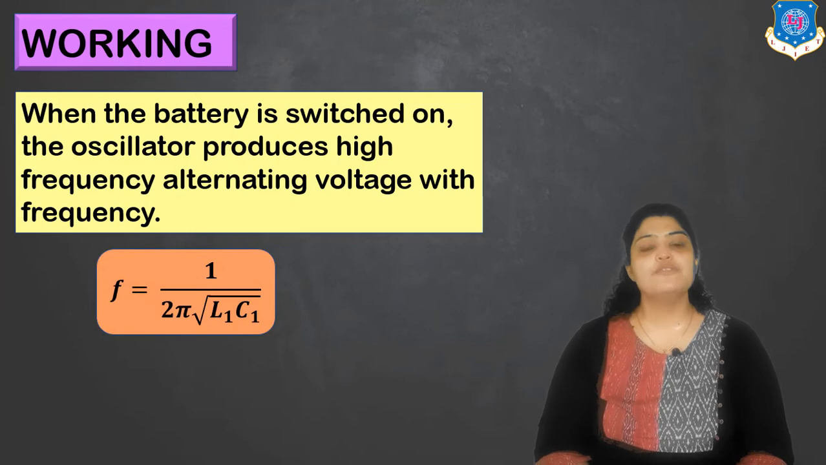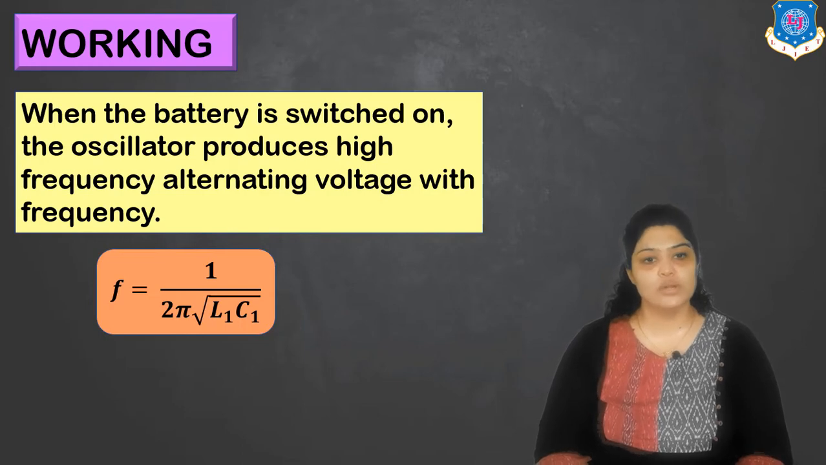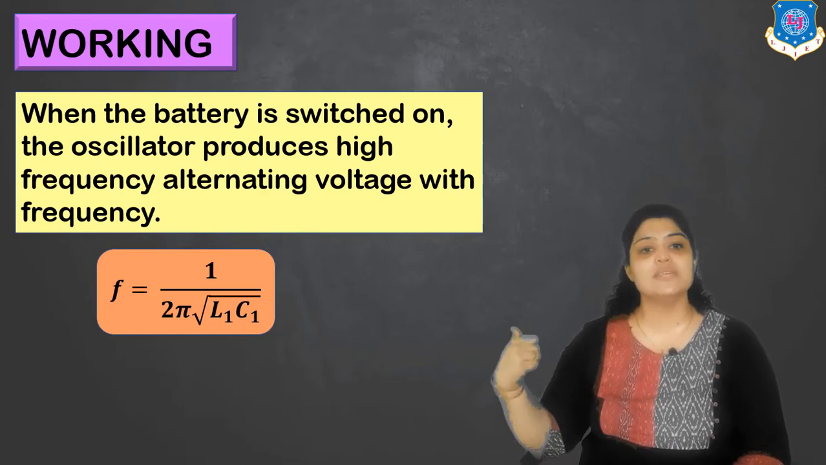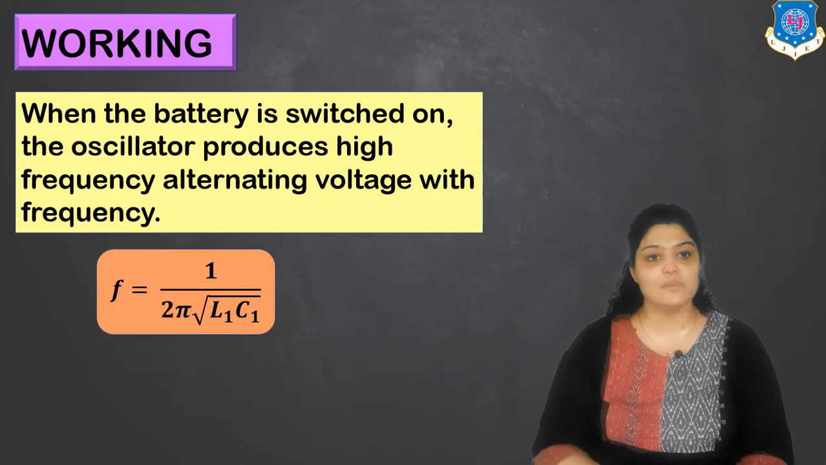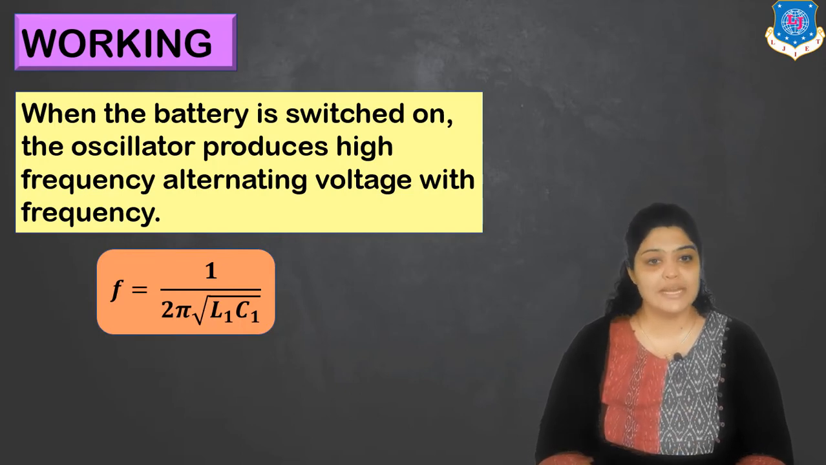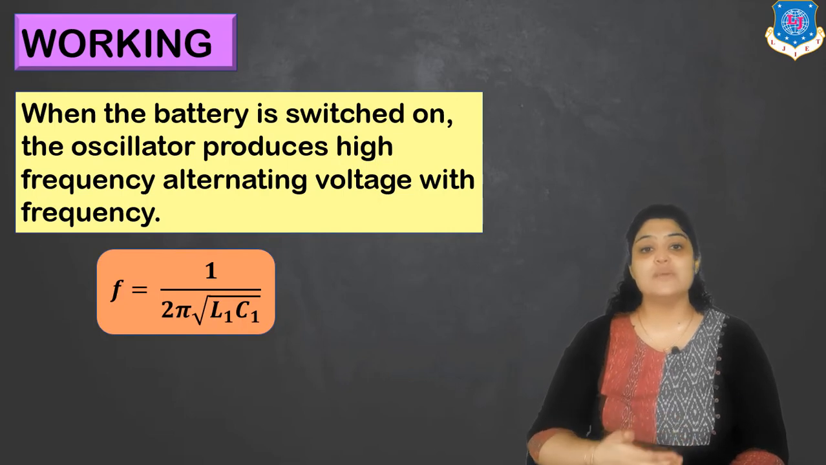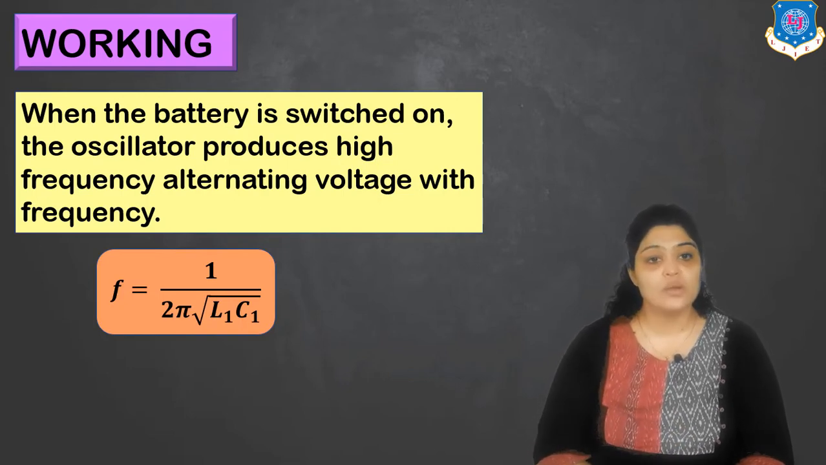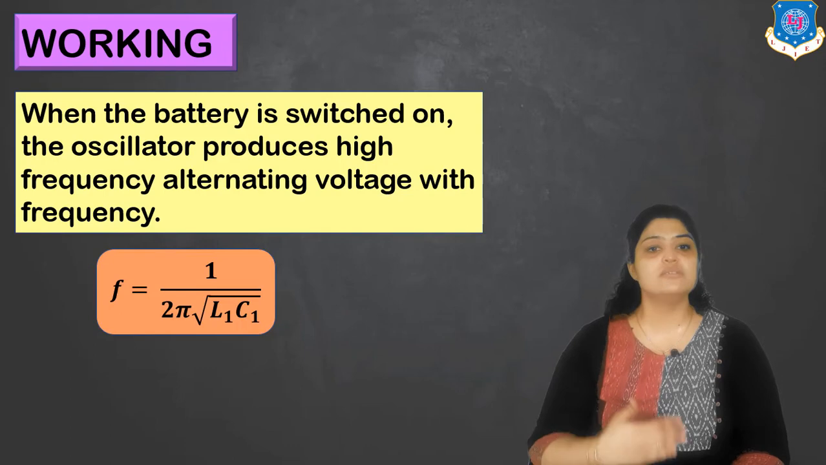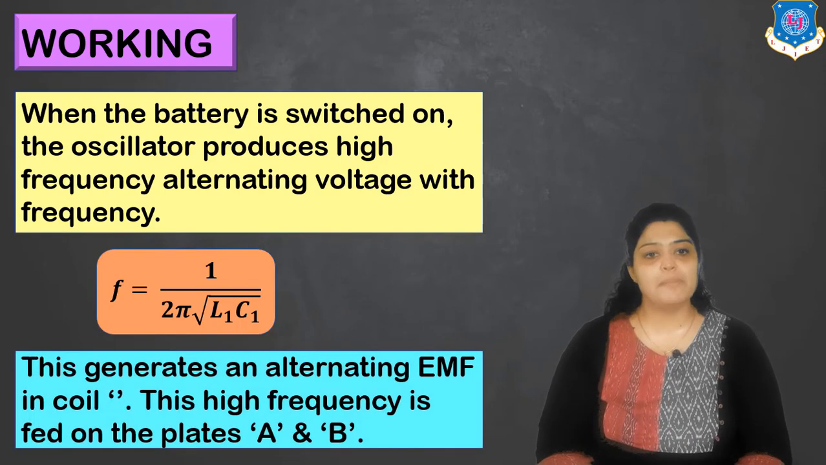Now, let us understand the working step by step. The first one shows that when the battery is switched on, the oscillator produces a high frequency alternating voltage, which is given by the frequency 1 upon 2 pi under root L1C1. This is the frequency of the LC oscillator. And according to this formula, if I want to change the frequency, I will have to change the capacitor value. It is difficult to change the inductor, so we take a variable capacitor.